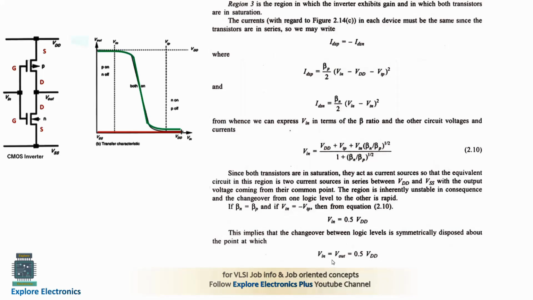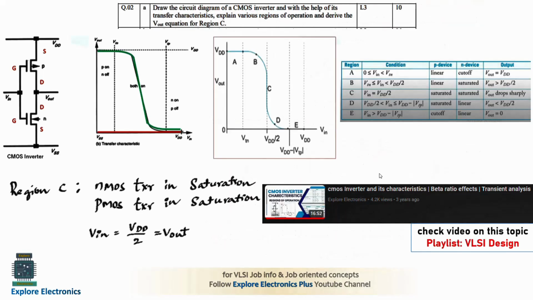which is exactly half of the VDD. And at that stage, you can see this implies the changeover between the logic levels is symmetrically disposed about the point where half of the VDD will be Vout. So we need to take Vin and Vout as half of the VDD. That is exactly the point where we consider it as region 3. This is how you can derive it, or you can directly write it also.